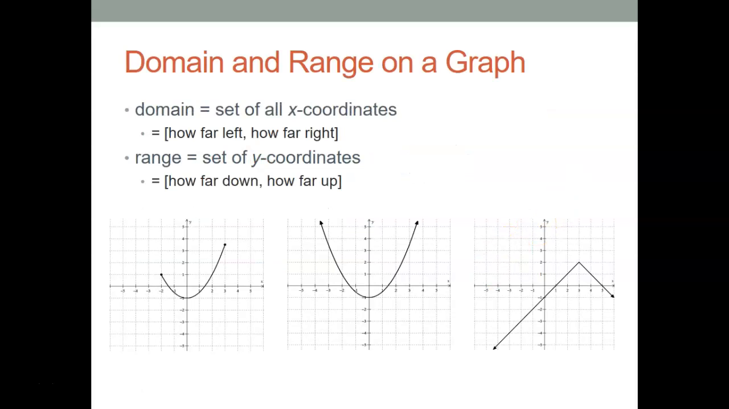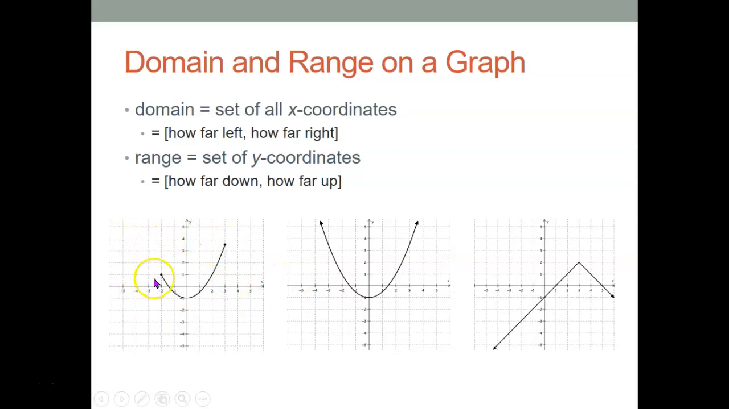Now, if you're looking at the graph of a function, the domain is the set of all of the x coordinates of all the points that make up the graph. So to see what the domain is from the graph, look at what all the x coordinates are. How far to the left and how far to the right does the graph go? And the range is the set of all the y coordinates. How far down and how far up do the points go?